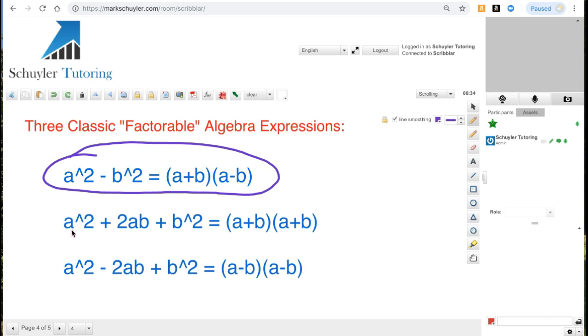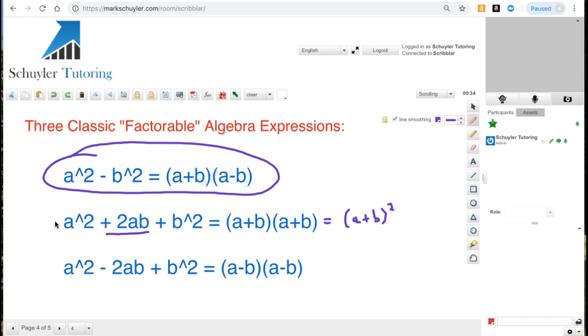Here's one. It's a squared, but look, there's a middle term here. We don't have any middle terms in the equation above, but here we do. A squared plus 2ab plus b squared equals a plus b times a plus b. The quantity is a plus b times a plus b.